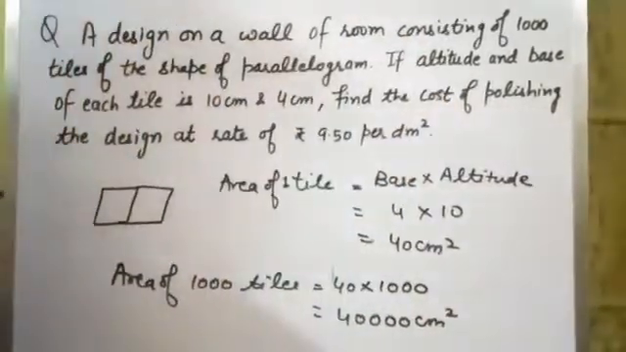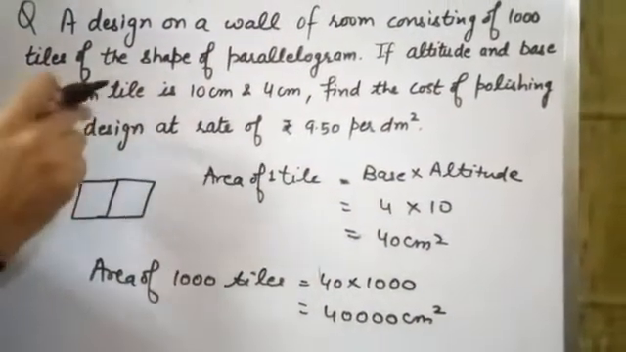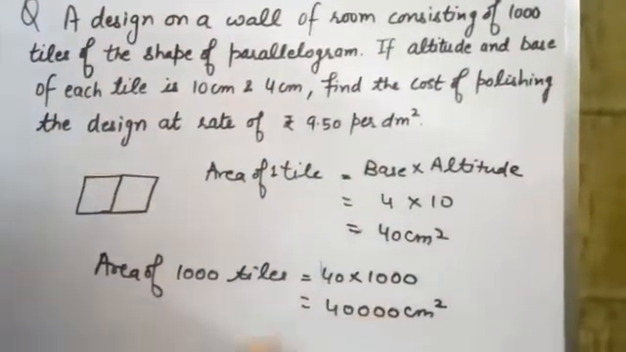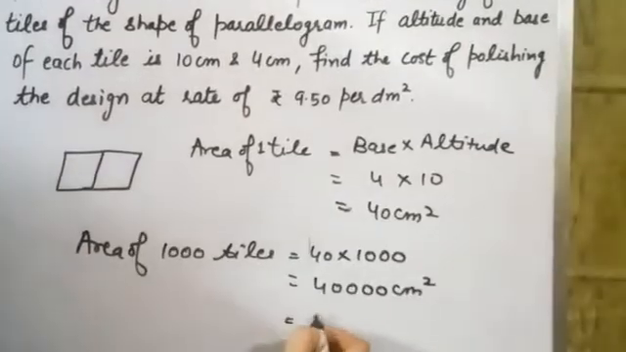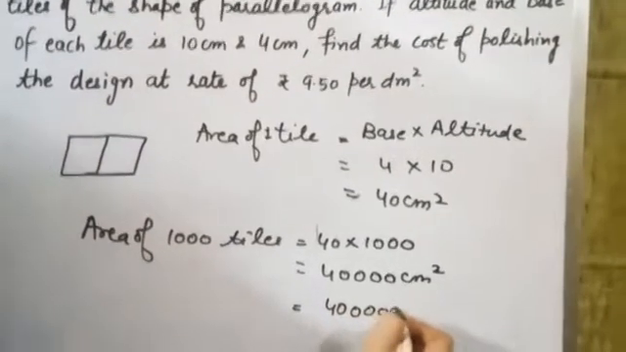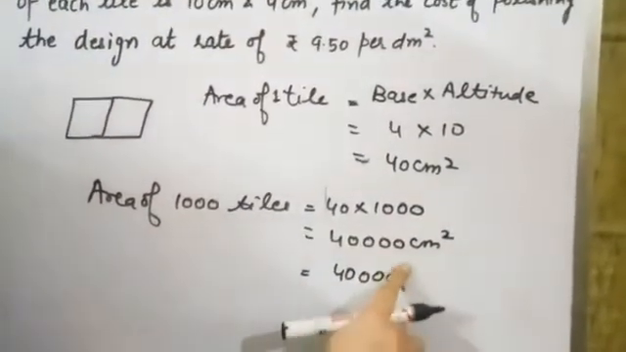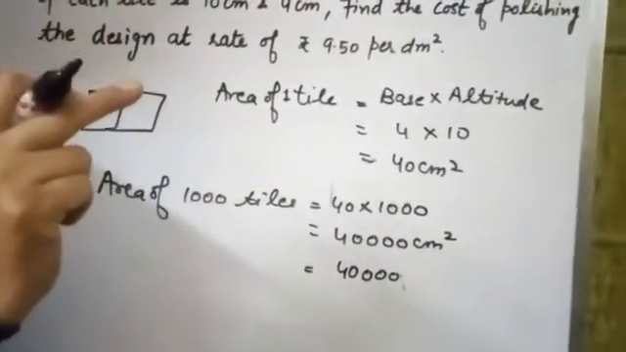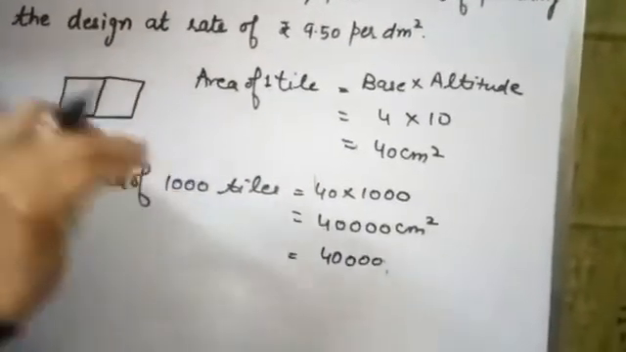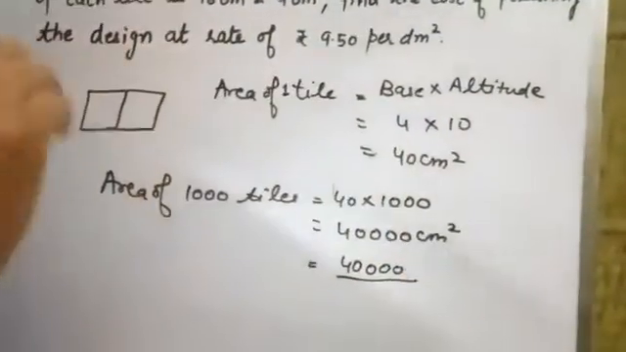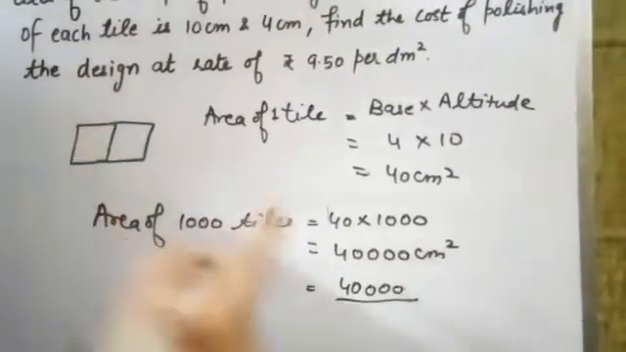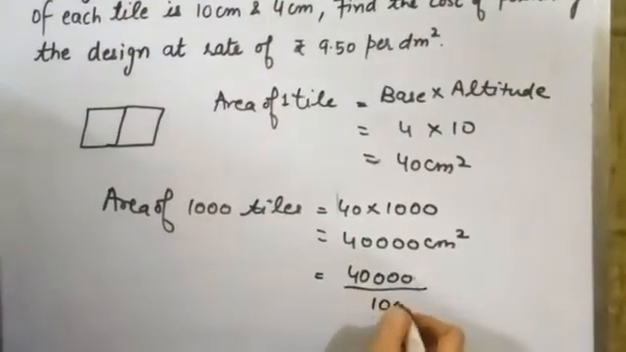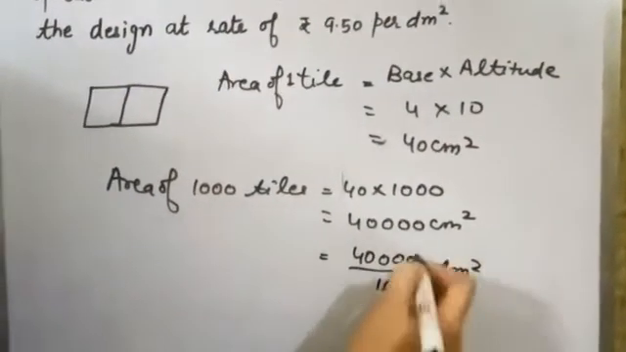Now we have to find the cost. The cost of polishing of the design is at the rate of 9.50 per decimeter square. So we have to convert this centimeter square into decimeter square. Now we have to convert centimeter to decimeter. The decimeter unit is greater than the centimeter unit, so we have to divide, and we know that 1 decimeter is equal to 10 centimeter. So 1 decimeter square is equal to 100 centimeter square. So we have to divide it by 100 to get it in decimeter square.